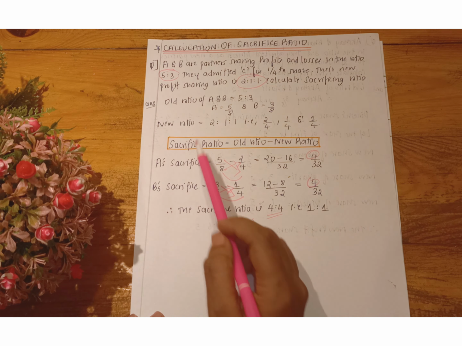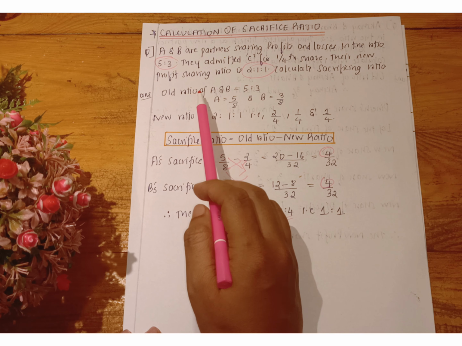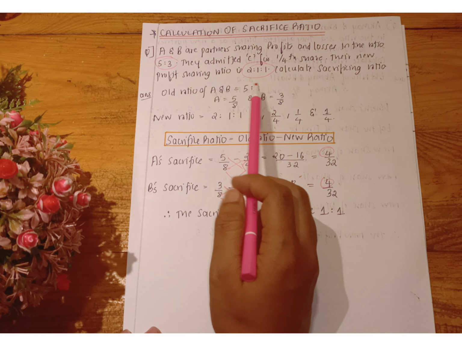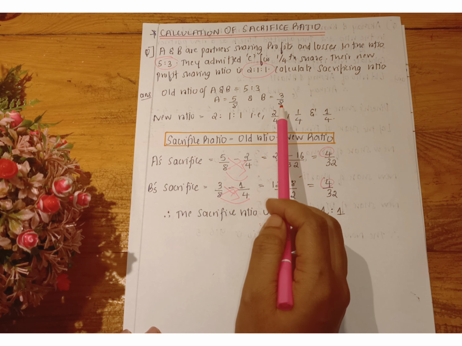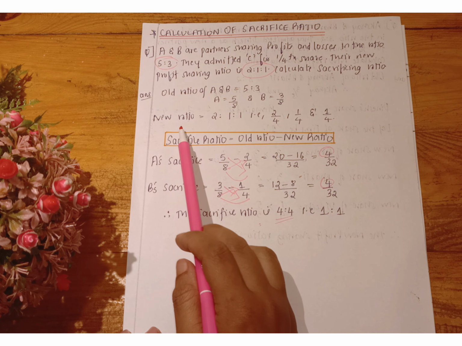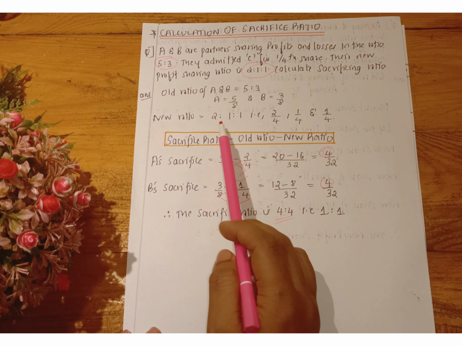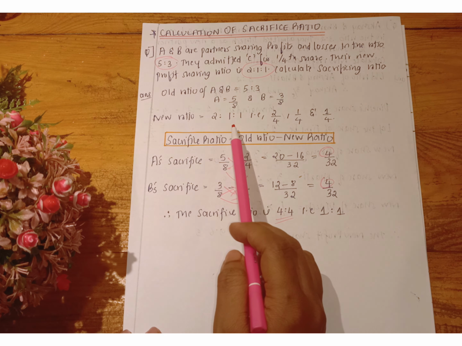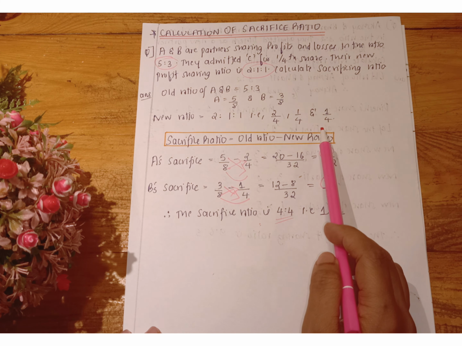So first write the old ratio of A and B. It is 5:3. So A will be 5/8 and B will be 3/8. How did I get 8? 5 plus 3 is 8. Similarly, you write for the new ratio. New ratio is 2:1:1. So 2 plus 1 is 3, 3 plus 1 is 4. Therefore, the ratio will be 2/4, 1/4 and 1/4.